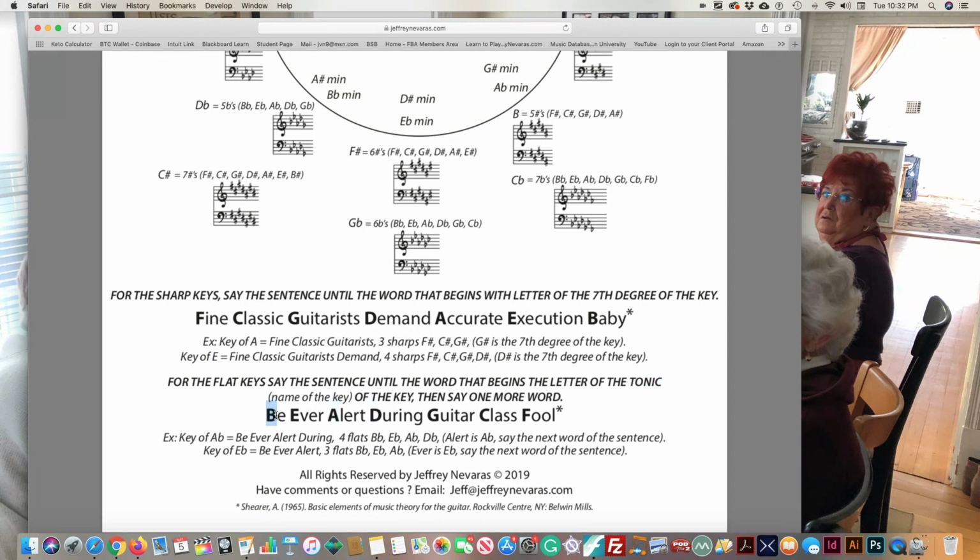So, During. We're looking for A flat, right? Be Ever Alert. One more, During. So B, E, A, and D are flat in the key of A flat. In the key of E flat, all right? So we have Be Ever, all right? We just said the word that begins with our key signature, A. So B, E, A are flat in the key of E flat.